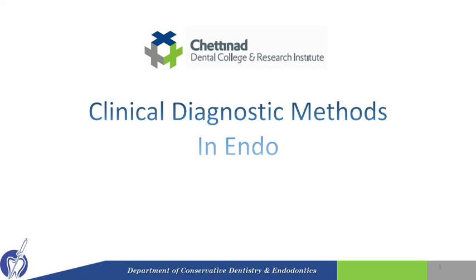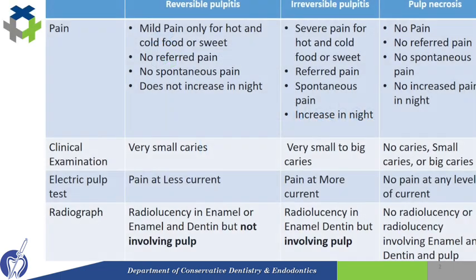Hello everybody, in this video we'll see the clinical diagnostic methods in endo. First we'll start with the pain in case of reversible pulpitis. In reversible pulpitis, there would be mild pain only for hot and cold food or sweet. It would not be referred, and there won't be any spontaneous pain, and it does not increase at night.